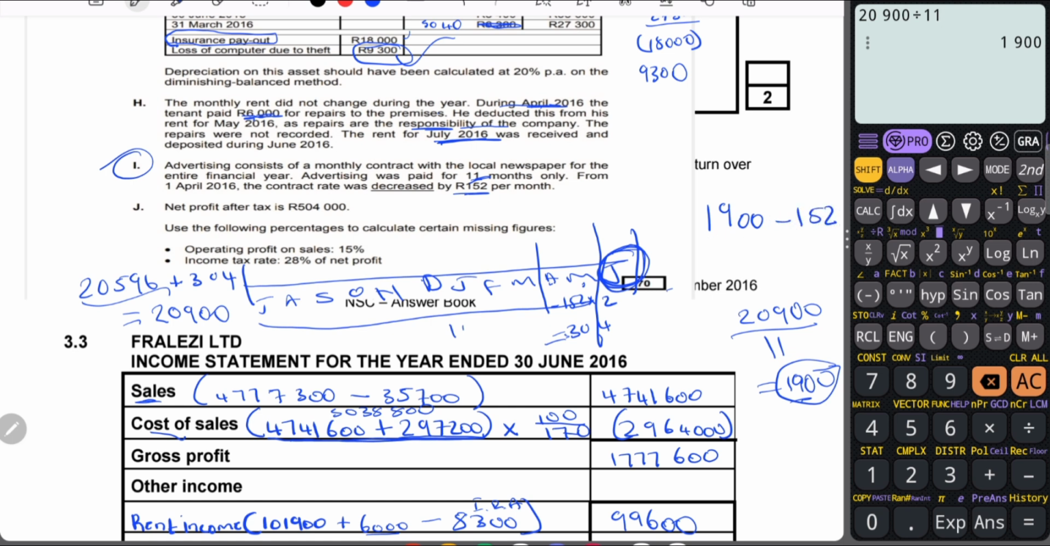We were paying less by 152. How much were we paying after 1 April? 1,748. It means even for this June month, we are going to pay 1,748. But remember, advertisement for June was not paid.